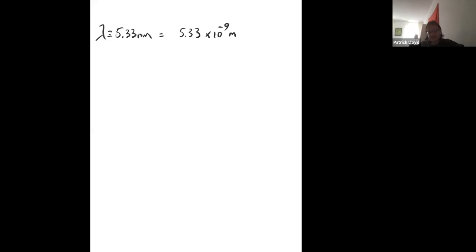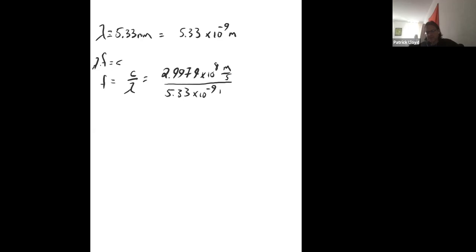Now let's find our frequency. Wavelength times frequency equals c. So frequency would be c over wavelength. So that would be 2.9979 times 10 to the 8th meters per second divided by 5.33 times 10 to the negative 9 meters. Meters cancel and you get 1 over seconds, which is a hertz.